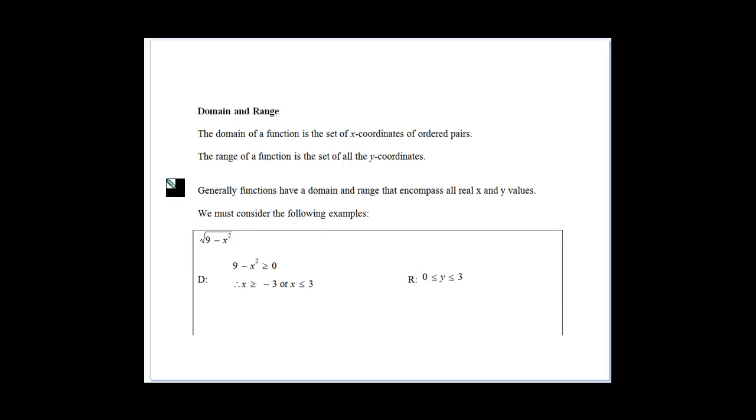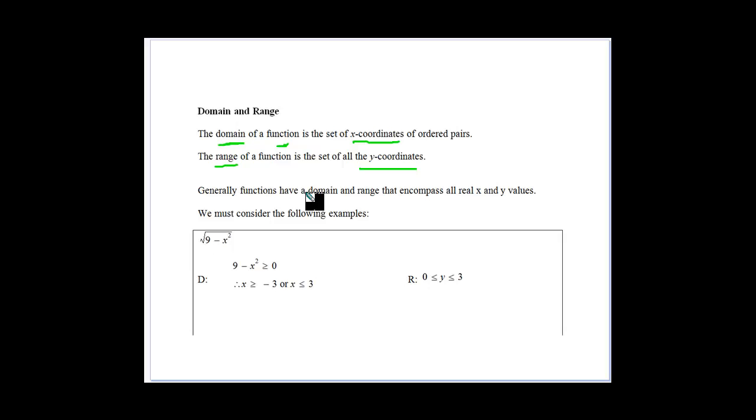Now the first one's domain. When we talk about the domain of a function, we're looking at the x coordinates of the ordered pairs. So if you're asked to find the domain of the function, you're looking at the x values. If you're talking about the range, then we're looking at the y values. So really, domain can be determined by what the function is, but then the range can be determined by what values we can put in for the domain, or it might be other restrictions.